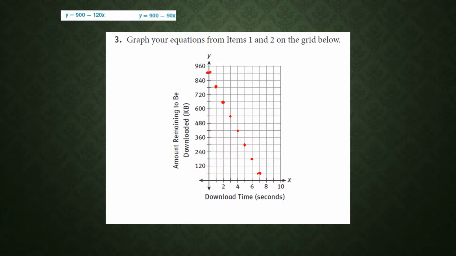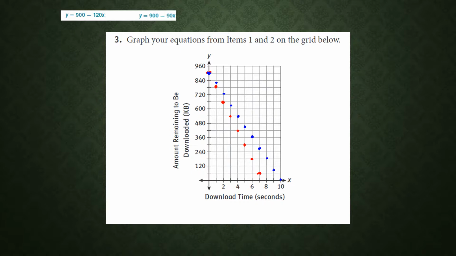And then the other one starts there also, but it only goes down 90 every second. So it would only be here. So basically 1.5 boxes each time, because each box is 60. All right, so there's my two versions.